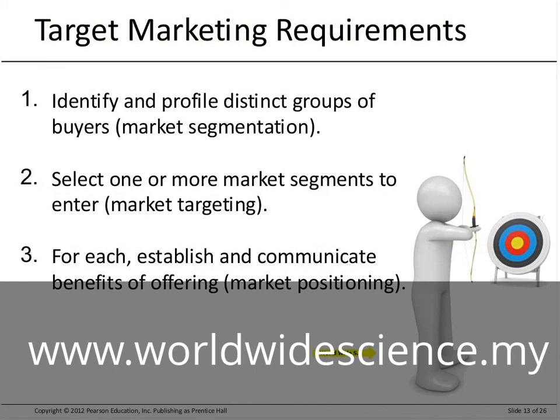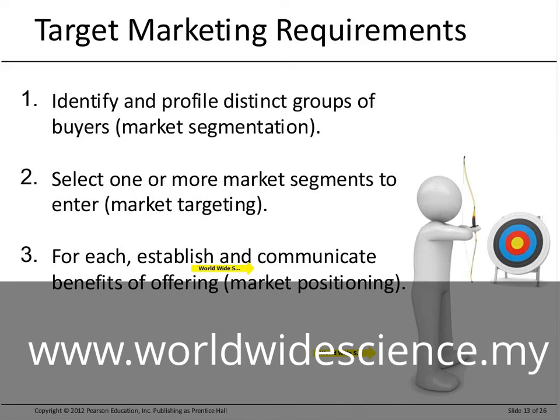What we need for target marketing, the marketing requirements, are to identify and profile distinct groups of buyers, which is market segmentation, and to select one or more market segments to enter. For example, sometimes you choose children, sometimes women in the society, men in society, educated people, people with more income, and sometimes poor people and rich people. There are many kinds of segments in the society, and for each you establish and communicate the benefits of your offering.